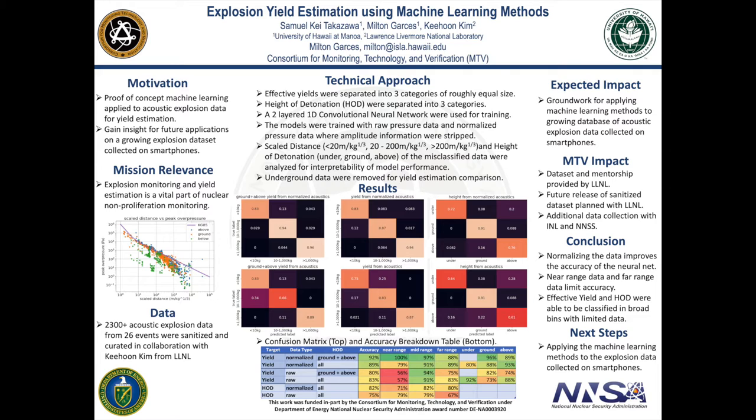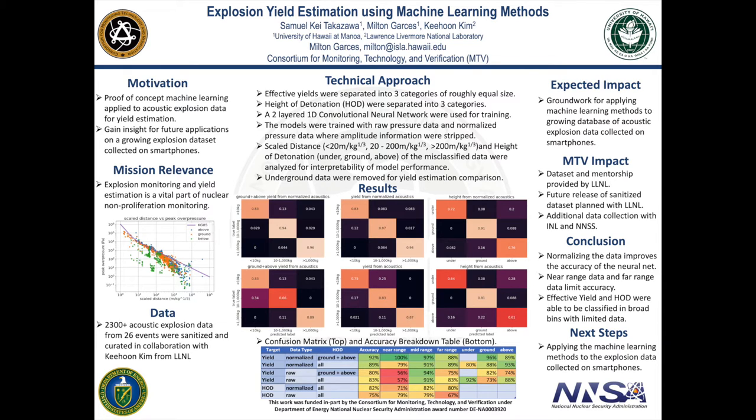More than 2,000 acoustic explosion data from 26 events were sanitized and curated in collaboration with Lawrence Livermore National Labs. The data curation included adjusting the TNT equivalent yield to effective yield and applying transmission corrections using weather data. The above figure shows the peak overpressure versus the scaled distance of the dataset along with the KG85 reference model. Note the green dots that are significantly lower in peak overpressure at near distances. These are underground explosions that do not have correction factors and have lower energy signals that are transmitted from the ground to the air.